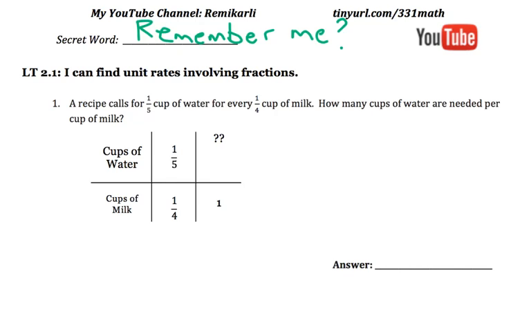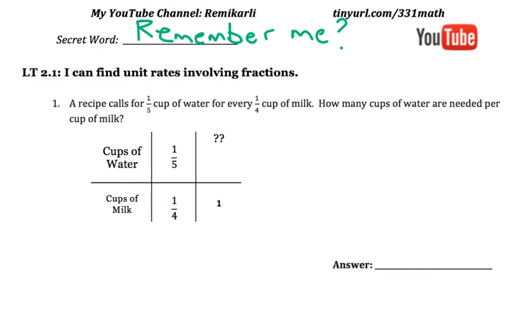The secret word is "remember me" because I want to go over some of the midterm questions. So I felt like starting this week's homework. Here's a type of problem that we did just a little bit at the end of this last unit.